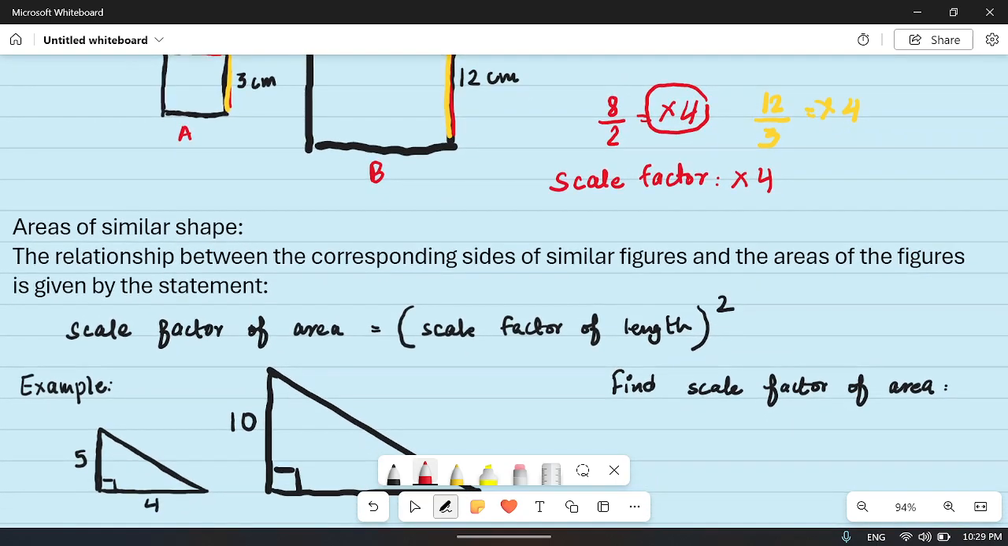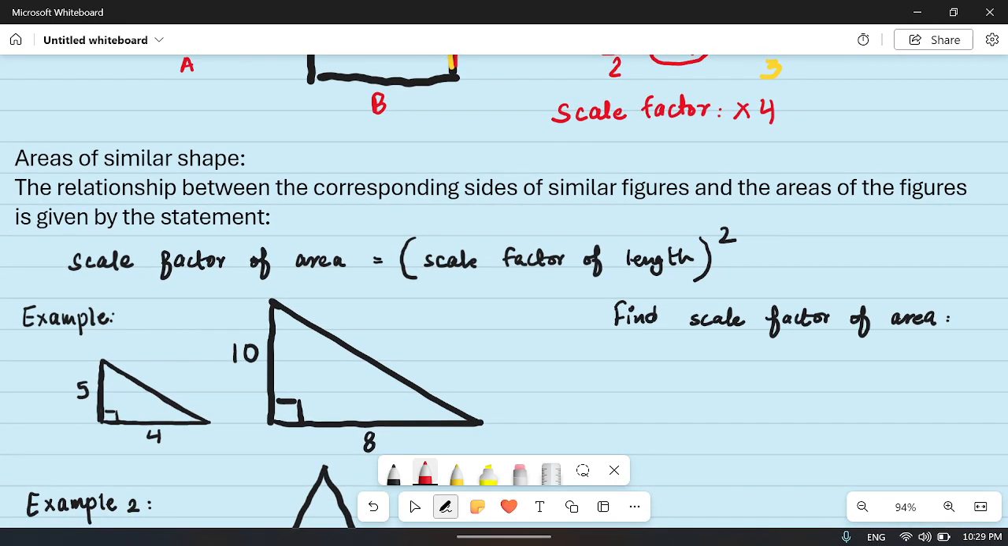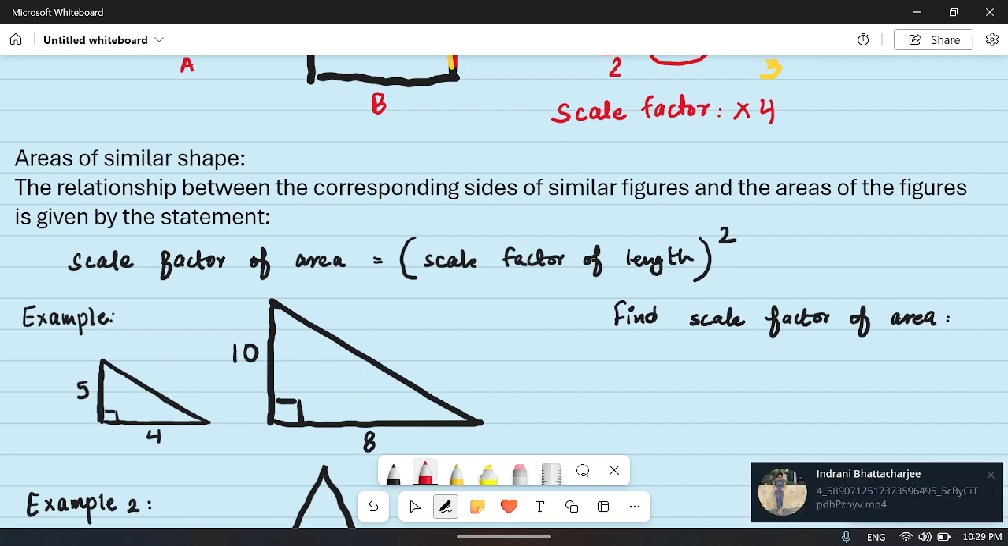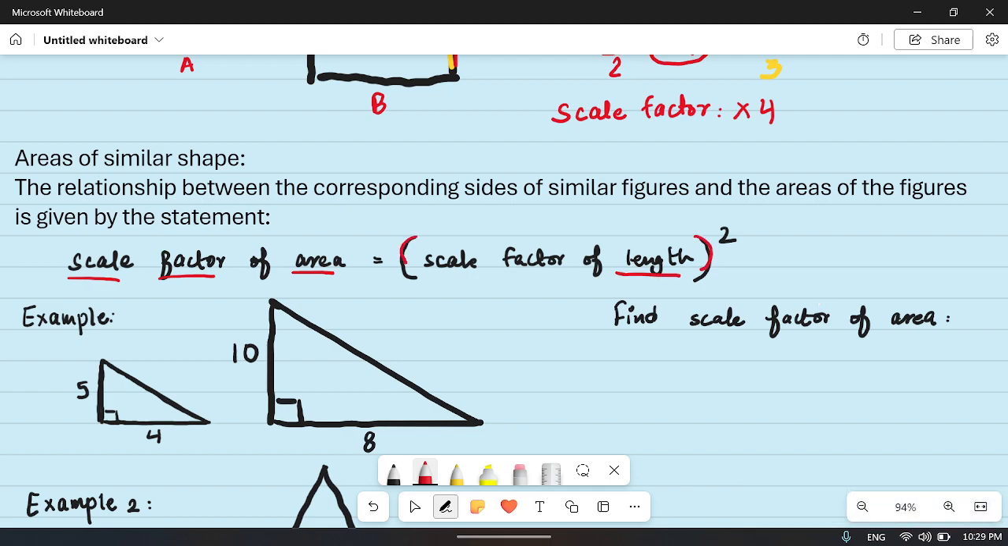Now let's look at areas of similar shapes. The relationship between the corresponding sides of similar figures and the areas of the figures is given by the statement: scale factor of the area is scale factor of the length squared. Okay, because area is length times breadth and its units are, let's say, centimeter squared, that's why we are squaring it.